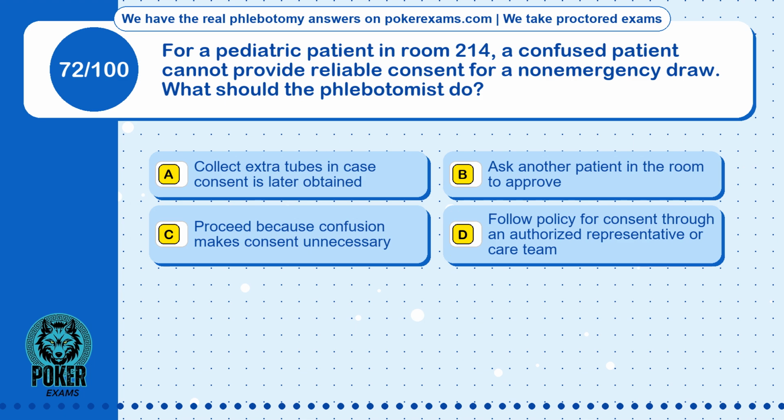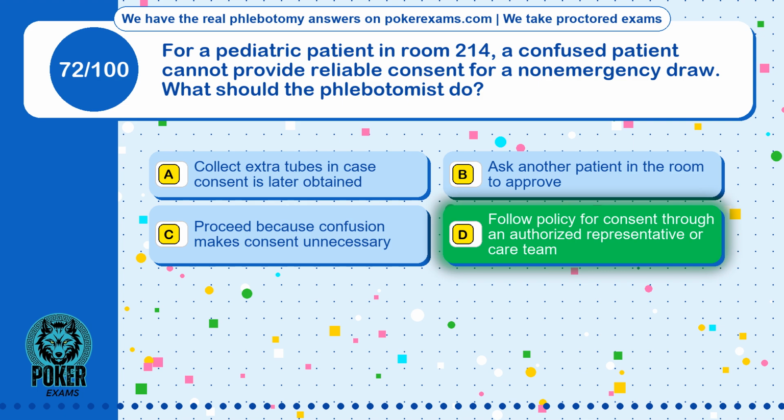Question 72. For a pediatric patient in room 214, a confused patient cannot provide reliable consent for a non-emergency draw. What should the phlebotomist do? Option A. Collect extra tubes in case consent is later obtained. Option B. Ask another patient in the room to approve. Option C. Proceed because confusion makes consent unnecessary. Option D. Follow policy for consent through an authorized representative or care team.